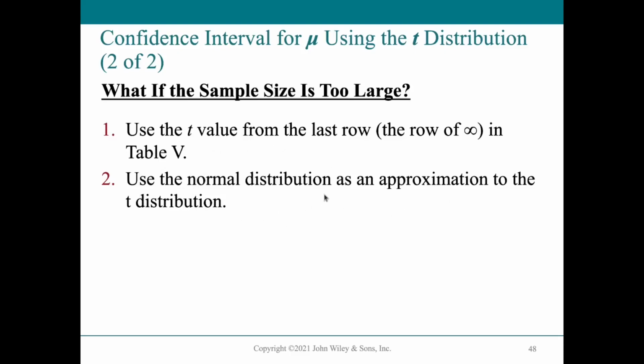Why can we use the normal distribution? Because remember, if we have very, very large samples, the t distribution approaches the shape of the standard normal distribution, and that is why we can use the normal distribution to approximate our t distribution. And that's it for this part of the lecture. In the next part, we will talk about population proportions for large samples.